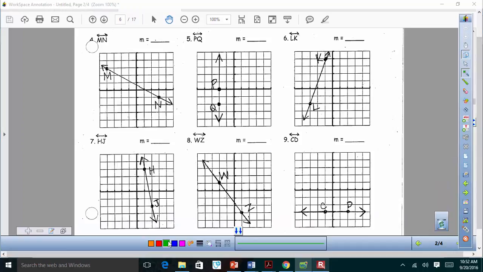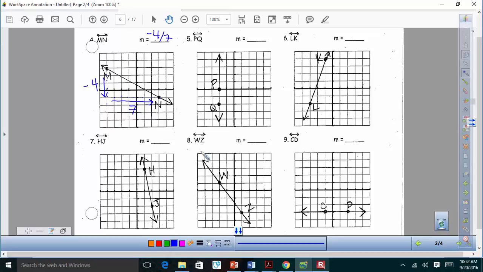Okay, let's look at MN. So M is on the left, so that's where I'm going to start. To get to N, I'm going to go down 1, 2, 3, 4, just 4. And then I'm going to go to the right 1, 2, 3, 4, 5, 6, 7. Did y'all get 7? Okay, so how would I write that as my slope? Negative 4 over 7. Very good.